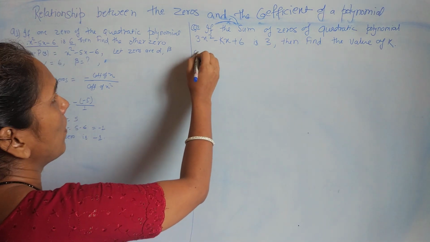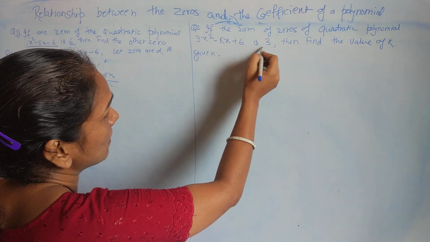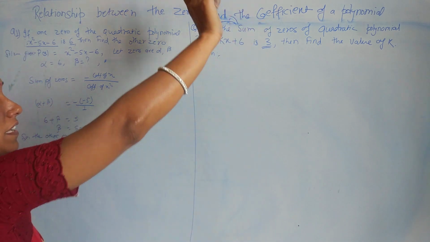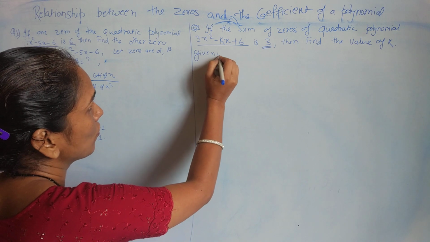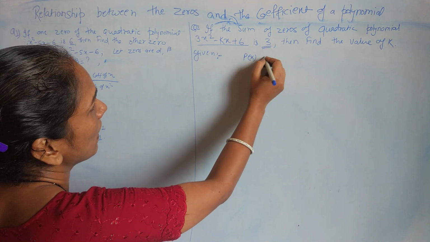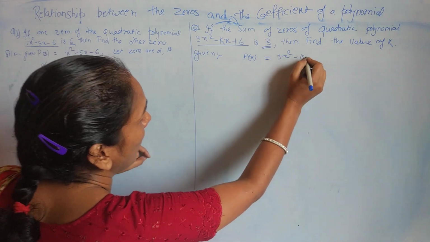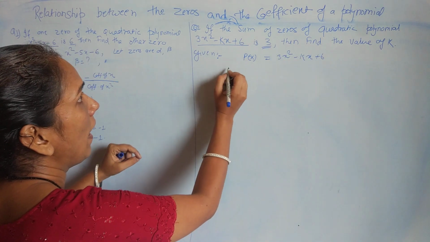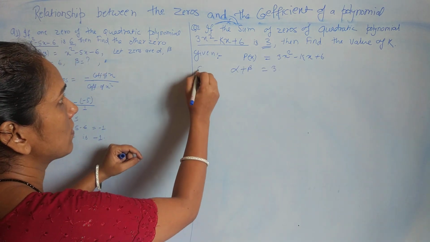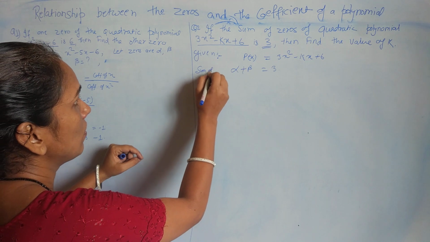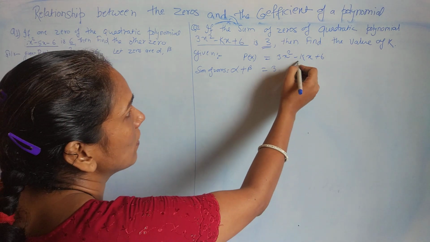Again, in this question, we are given that the sum of zeros is 3. So the sum is given, and we need to find the value of k. What is given? p(x) is equal to 3x square minus kx plus 6, and alpha plus beta is equal to 3, or sum of zeros is 3. We need to find this k.